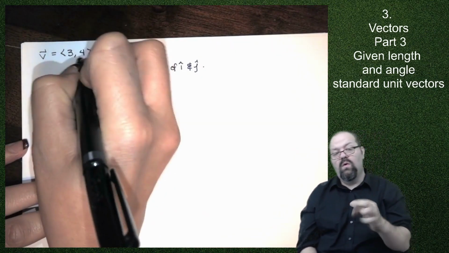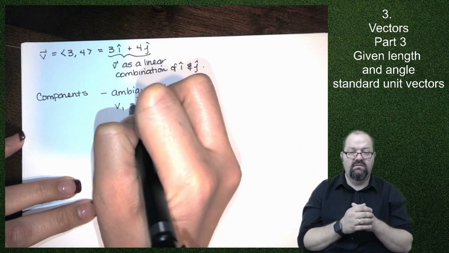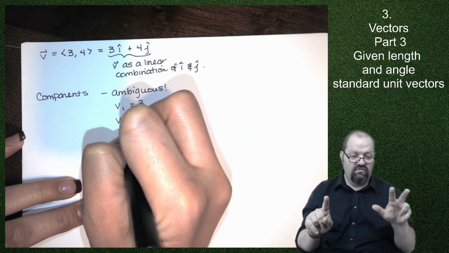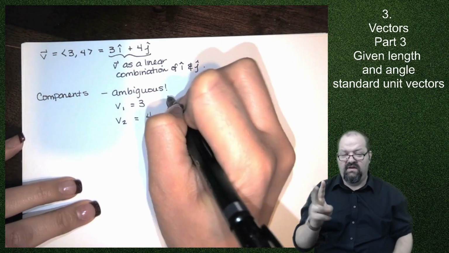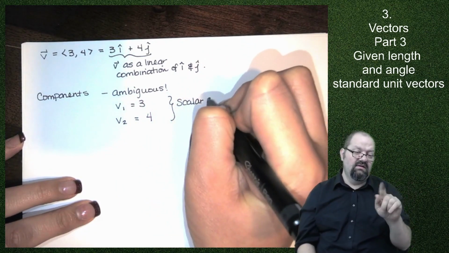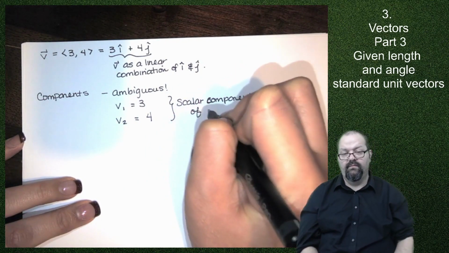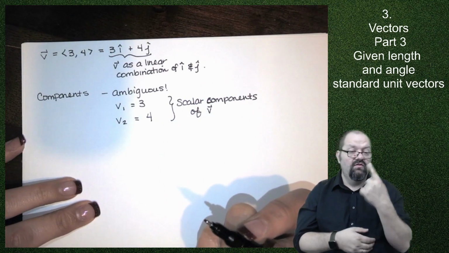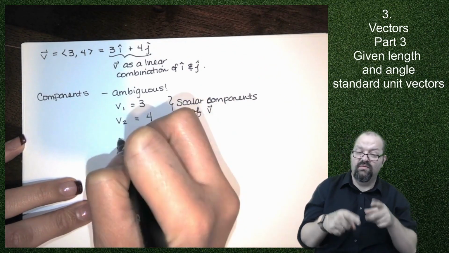If v has these components, the x component of v, which we normally call v1, that's 3. And the y component of v, which we call v2, that's 4. Like these are the scalar components of v. Sometimes when they talk about the components of v, they're asking for the scalars. Now sometimes when they're talking about the components of v, they're not asking for the scalars.